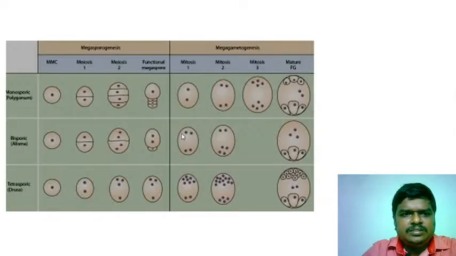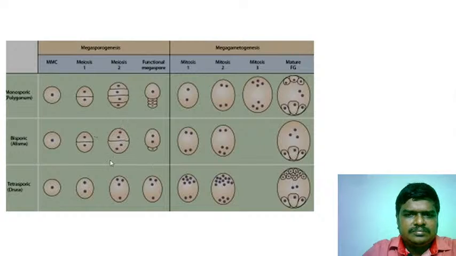Okay, children. So this is the bisporic. You can see the bisporic here, 1, 2 cells. Now the 2 cells form the megaspore. This is 2. If all the 4 form, it is called tetrasporic.